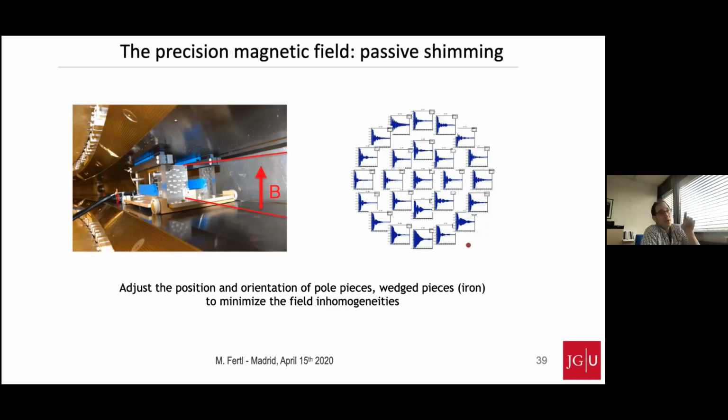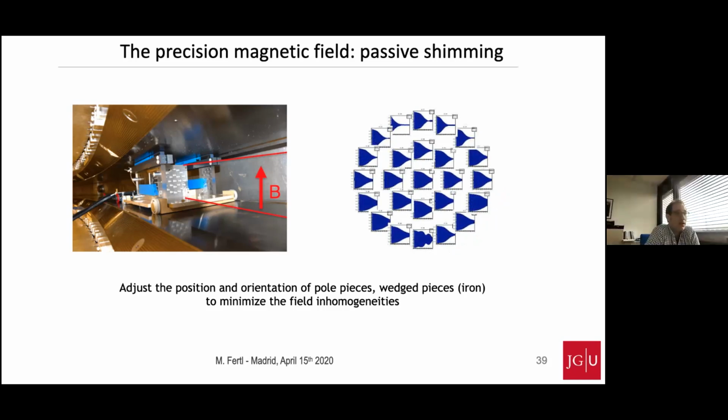And you can see the free induction decays that you get from the probe on the right-hand side. If these signals are long, the field is homogeneous. If they have many zero crossings, the local field across the probe is very inhomogeneous. And so this gives you basically the recipe for adjusting several knobs in the ring, which are mainly ferromagnetic parts and iron, to adjust the pole piece orientation, their tilt angles, and also wedge pieces, to make as homogeneous a magnetic field as possible across the gap of the magnet.